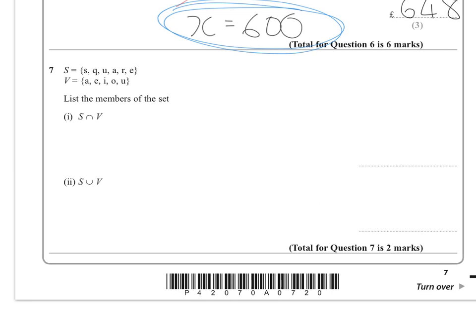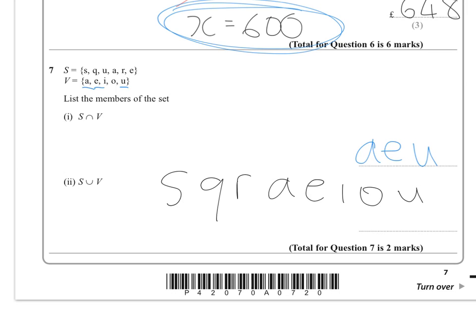Question 7. List the numbers of the set S and V. Alternatively, S intersect V. So we want to find the values that are in both, well, the only values that are in both: A, E, U. Part 2. List the members of the set S union V, alternatively S or V. Therefore we list everything in both sets, but we don't repeat values. So the solution is S, Q, R, A, E, I, O, U.